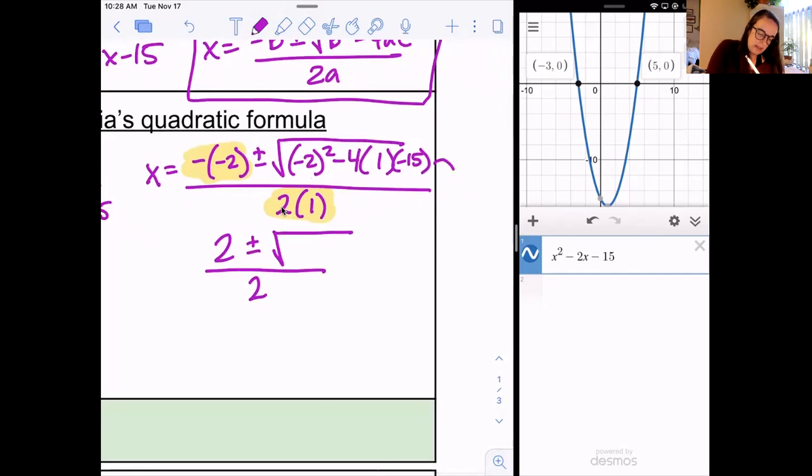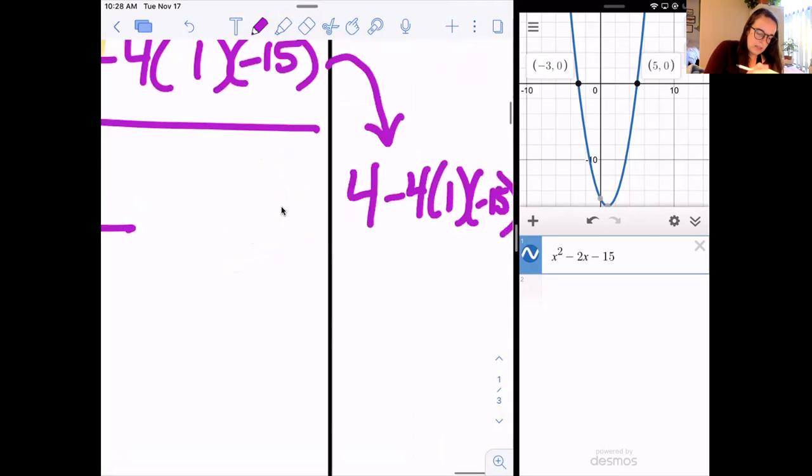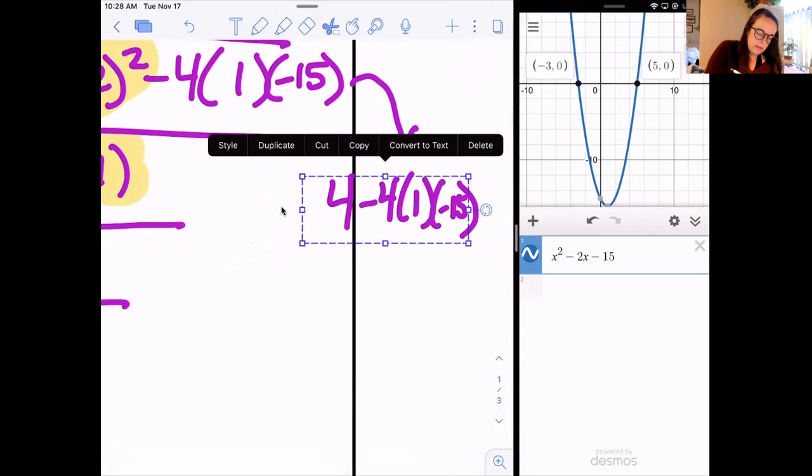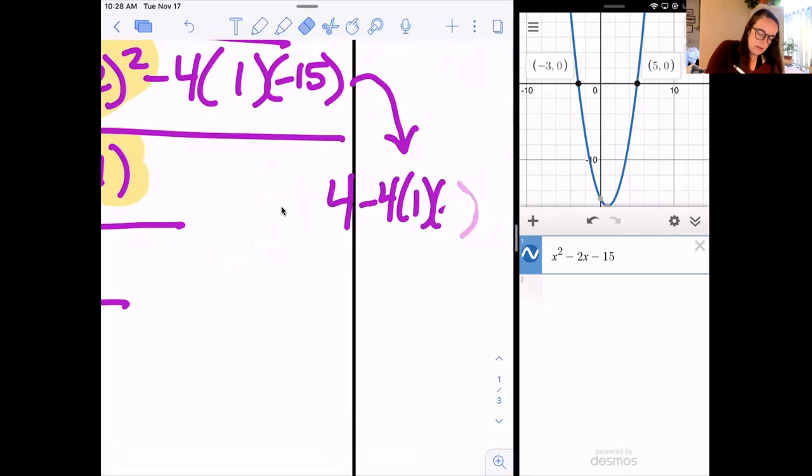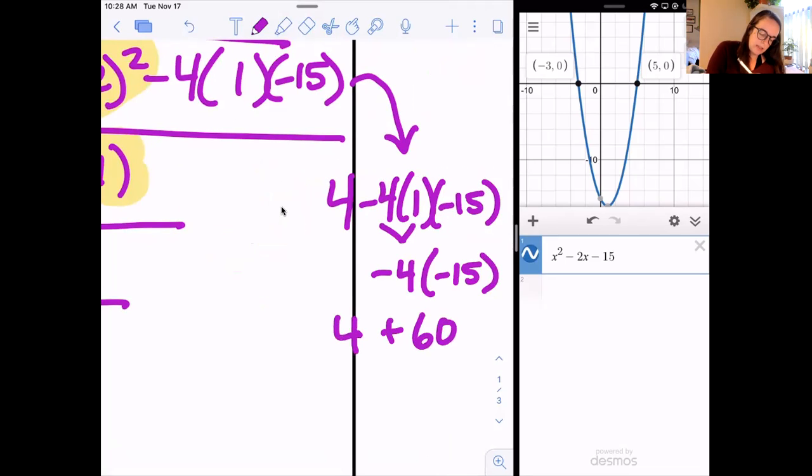I'm going to go ahead and solve this over here. So I have -2 squared would be +4, minus 4 times 1 times -15. Let's go ahead and move that over. So I have -15. I know -4 times 1 is -4 times -15. -4 times -15 would be +60, and I'm bringing down that 4 from before. So 60 and 4 make 64.